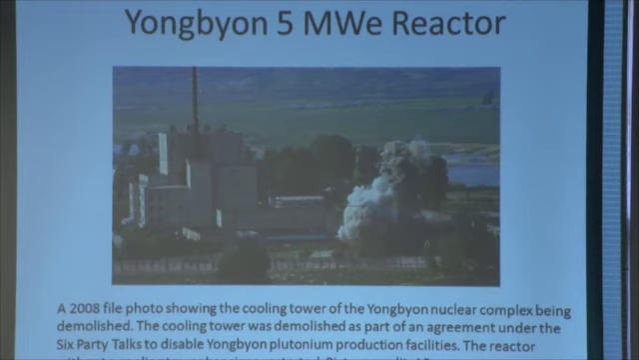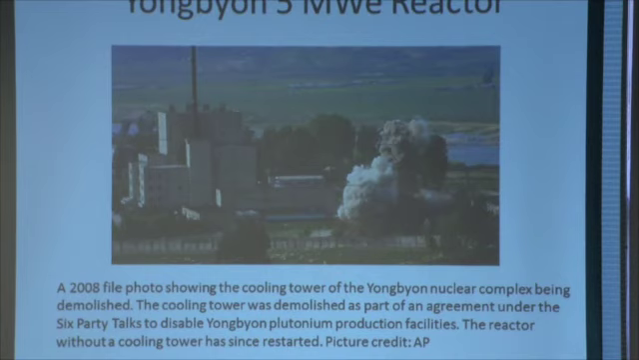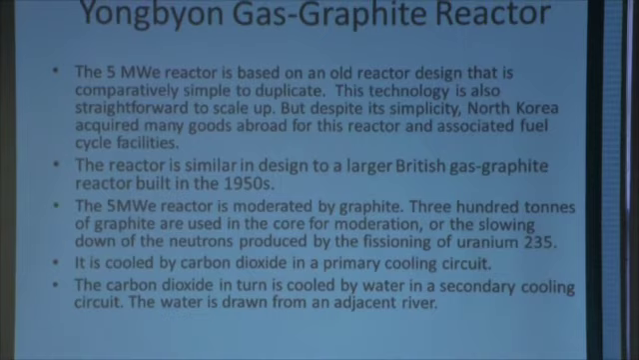And other steps they'd taken, called disablement steps, to try to make it harder to restart the facilities involved in the plutonium production and separation. A lot of those were very easy to reverse. It turned out it took North Korea longer to reverse the steps of putting together a cooling system for the reactor. And before I talk about that, just some background on the reactor.